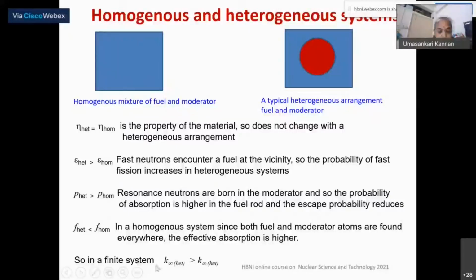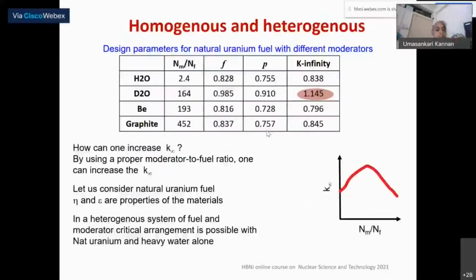So in a finite system, you will see that K infinity heterogeneous, this should be homogeneous, is greater than K infinity homogeneous. Basically, how do you increase K infinity? You can increase K infinity by suitable reactor design. That is why you will find that the fuel is in the form of rods, or in the form of a cluster, or in the form of a box, or different arrangements of fuel. We'll come to that a little later on, but right now just try to understand there could be differences in the homogeneous and heterogeneous systems.